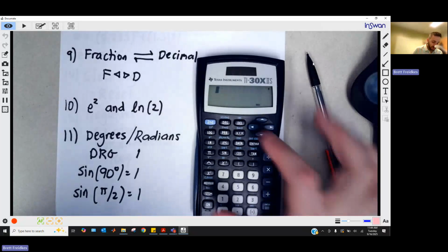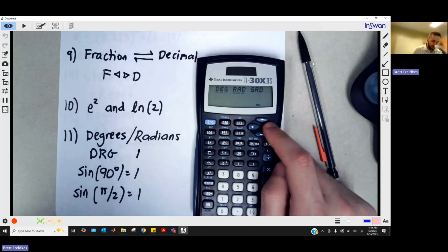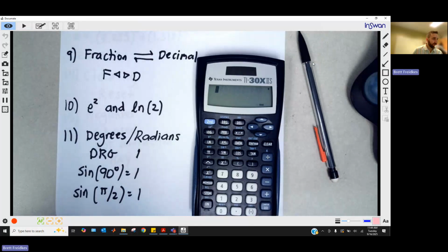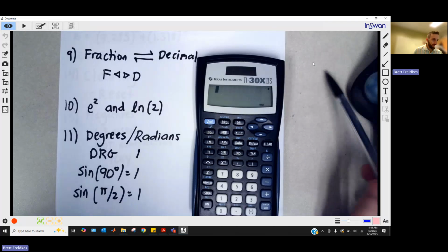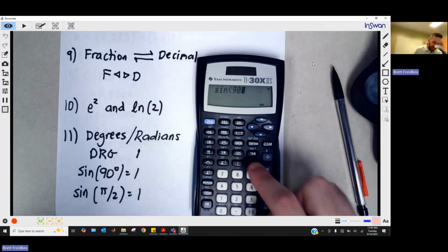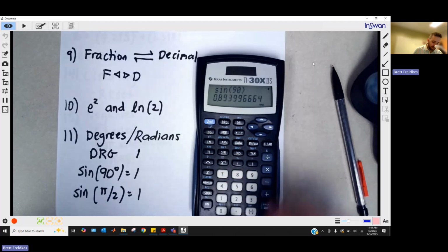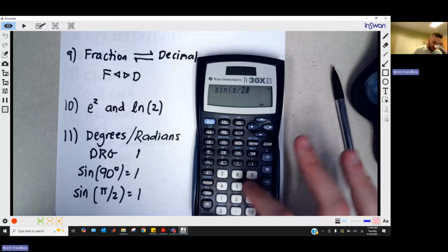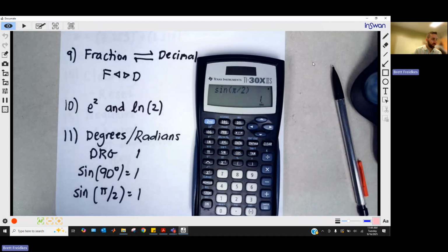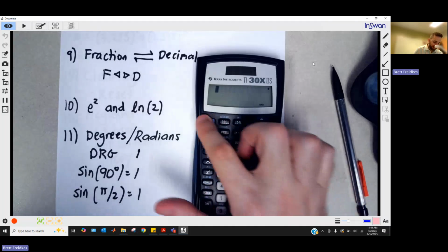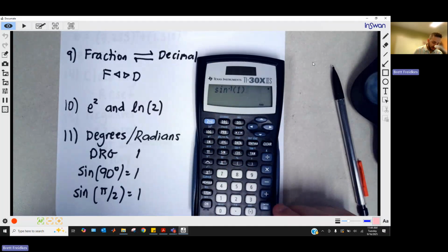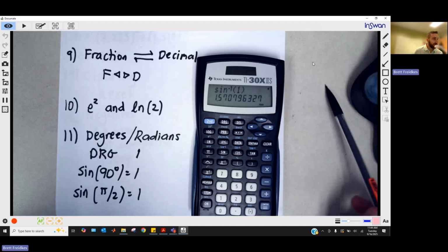So to switch, we'll go ahead and click DRG. We'll scroll over to radians and click enter. And you can see now on the bottom of the screen that we are in radian mode. So now if I try to do sine of 90, that's not going to work. But if I do sine of pi over 2, because I'm in radians, that'll give me 1 as we expect. You can also see the inverse trig functions above as well. So if we do the inverse sine of 1, and we're in radians, it'll give me pi over 2.